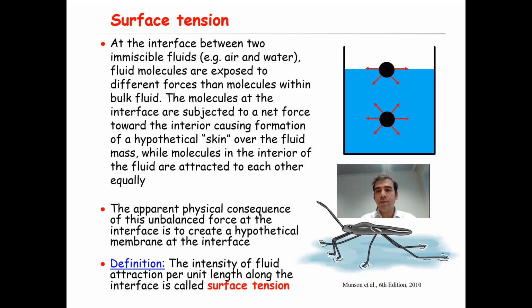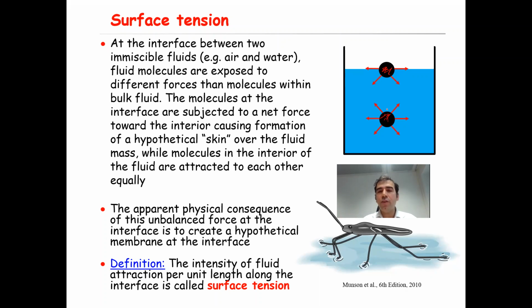At the interface between two immiscible fluids, for example, water and oil, or water and air, the molecules located at the interface are exposed to different forces compared to the molecules inside the bulk fluid. For example, look at these two molecules. This one is at the interface, and this one is in the bulk liquid, right? As you can see, the one at the interface is subjected to a net force toward the interior of the fluid, but the ones in the bulk liquid are attracted to each other equally.